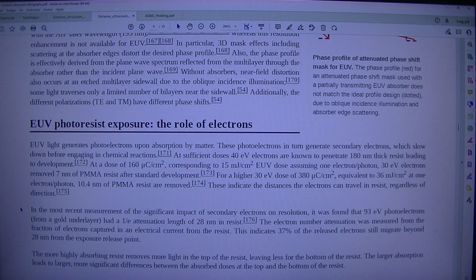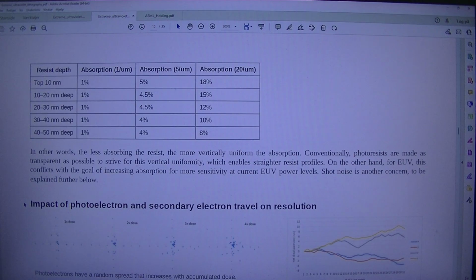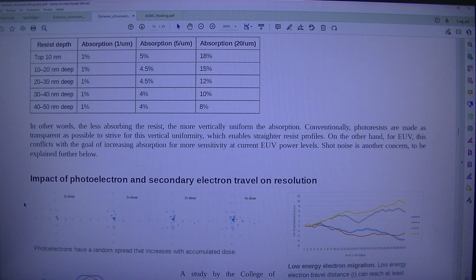bottom of the resist. Resist depth, absorption 1%, absorption 5%, absorption 20%. Top 10 nm: 1%, 5%, 18%. 10 to 20 nm deep: 1%, 4.5%, 15%. 20 to 30 nm deep: 1%, 4.5%, 12%. 30 to 40 nm deep: 1%, 4%, 10%. 40 to 50 nm deep: 1%, 4%, 8%.